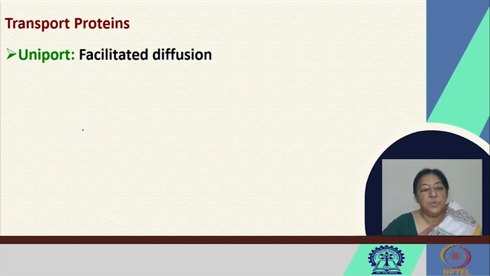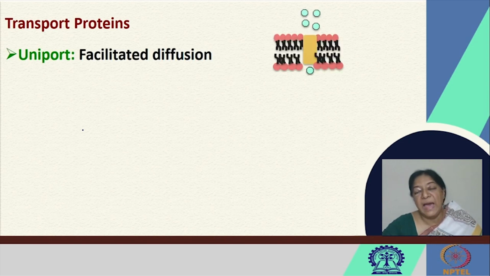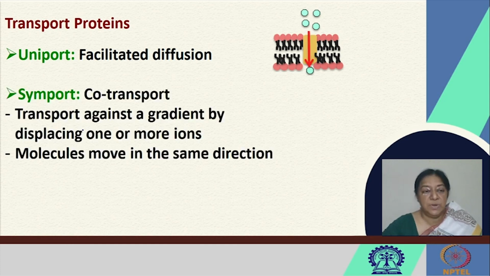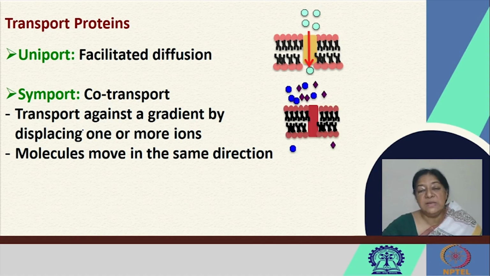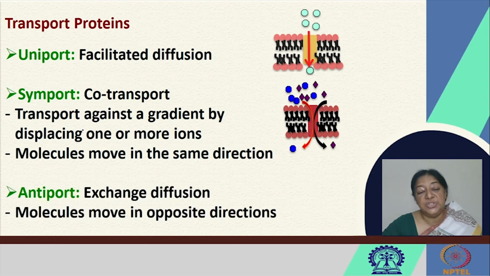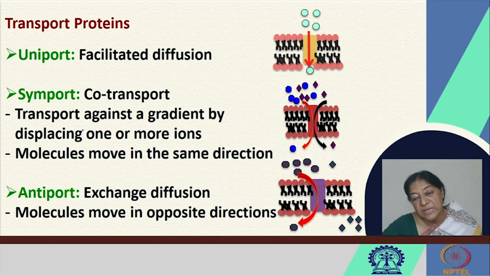So when we look at transport proteins, we have a uniport, that is facilitated diffusion, where we have the membrane and we have facilitated diffusion through the membrane. We can have a symport type, that is co-transport, where there is transport against a gradient by displacing one or more of the ions, and the molecules move in the same direction. In the antiport type, there is an exchange diffusion and the molecules move in opposite directions. So we have one moving inside and the other moving outside.